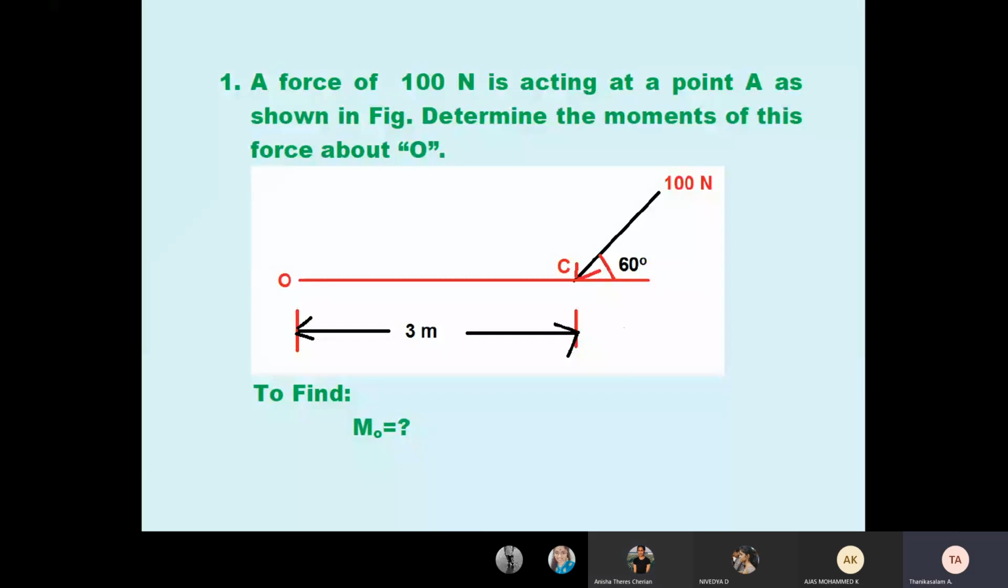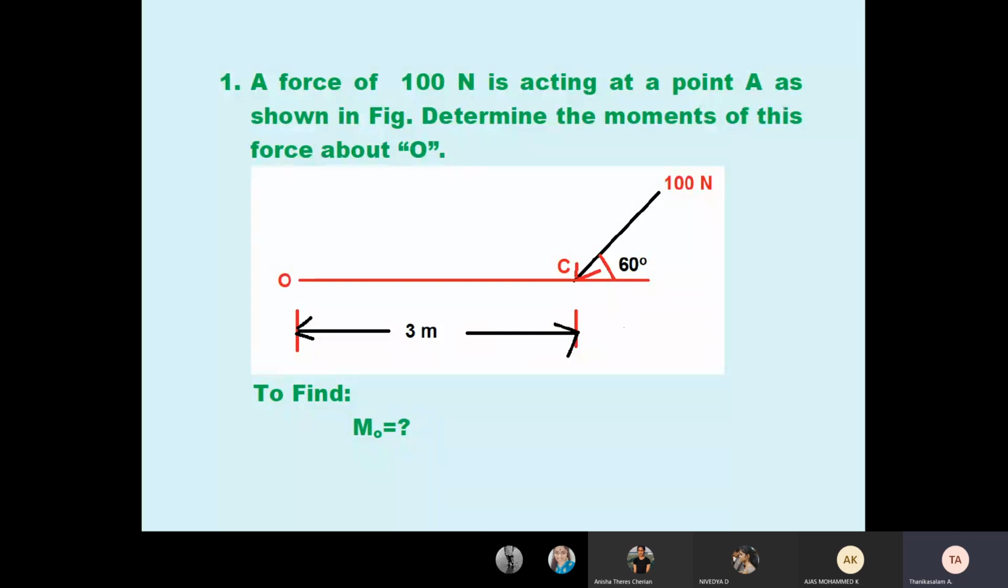In the given question, on the line OC, a bar is given, 3 meter distance, at the C point there is a 100 Newton inclined force with respect to horizontal acting. The question asks to determine the moment of this force about O. When the diagram is given, we can easily visualize. If not given, you can visualize and draw the diagrams.